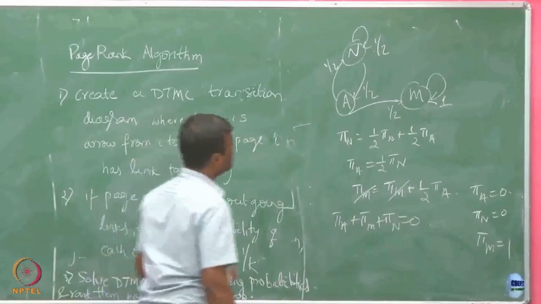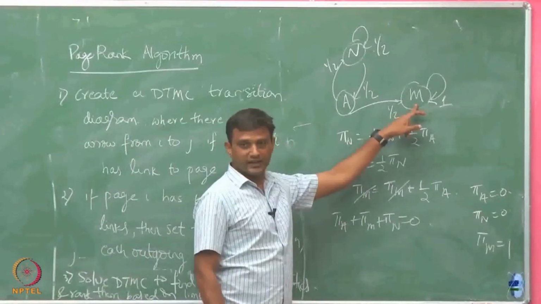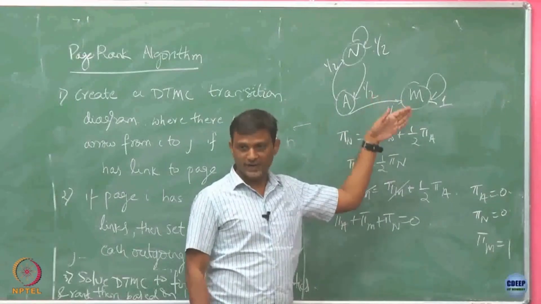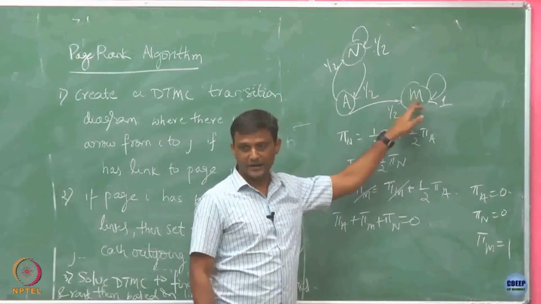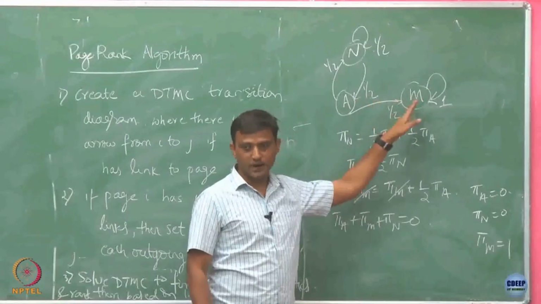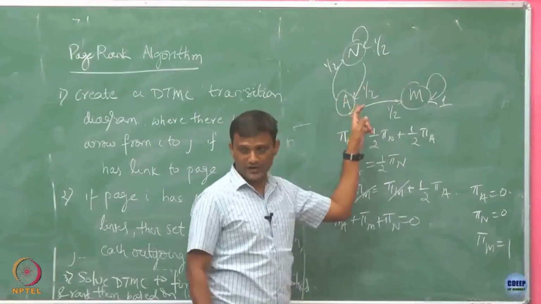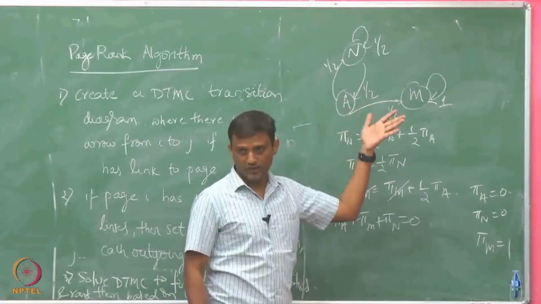right now this guy is not referring to anybody, right. When you get trapped here, you forcefully try to come out of this. How are you going to come out of this? You deliberately add an outgoing link to this and assign some probability to it.